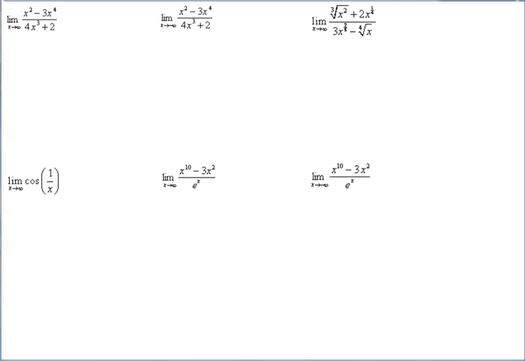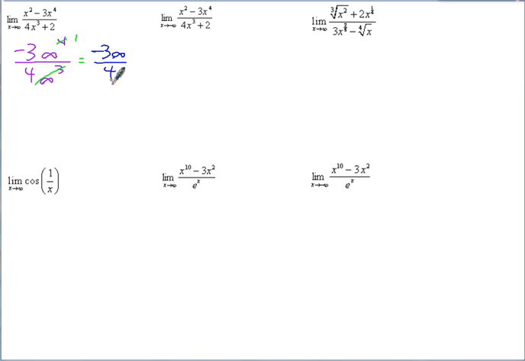Let's take a look at a few more here. On this one, if you substitute infinity, on the numerator it's going to be negative 3 infinity to the 4th over 4 infinity cubed. So you can see 3 of those reduce out, and you're left with 1. So we have negative 3 infinity over 4.